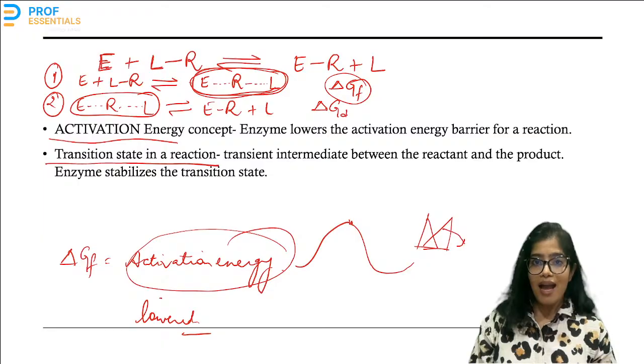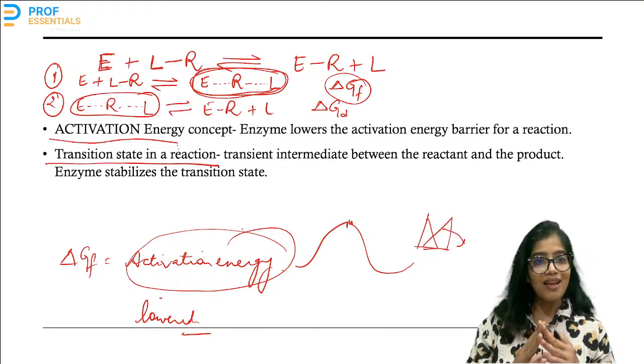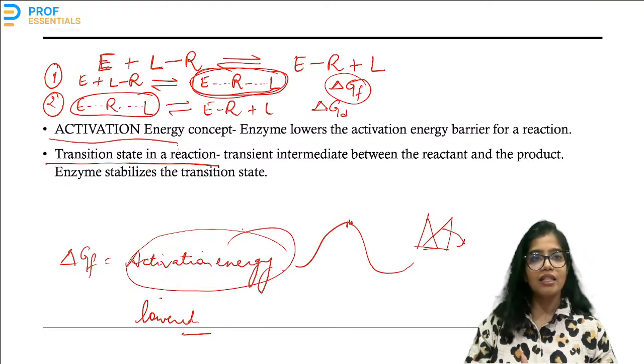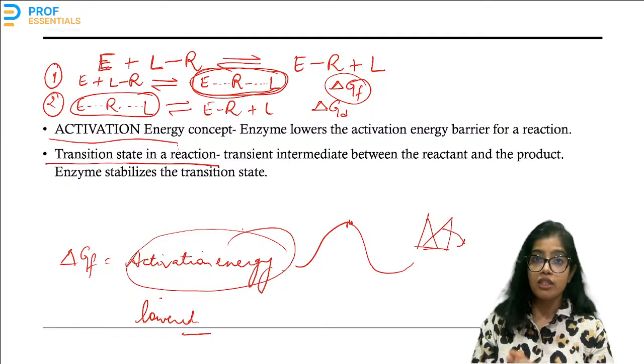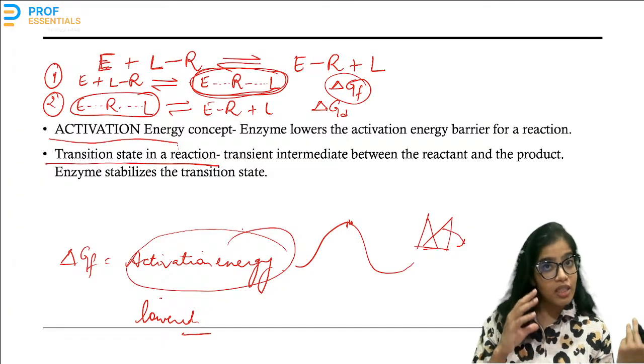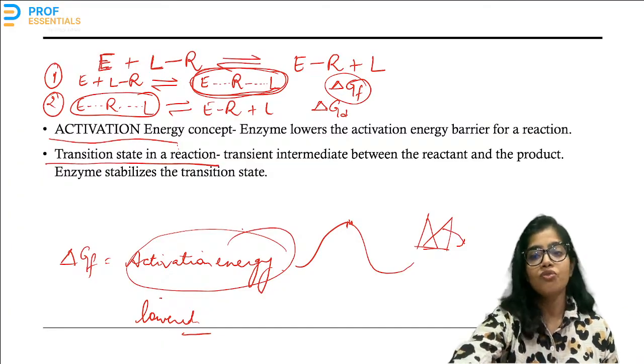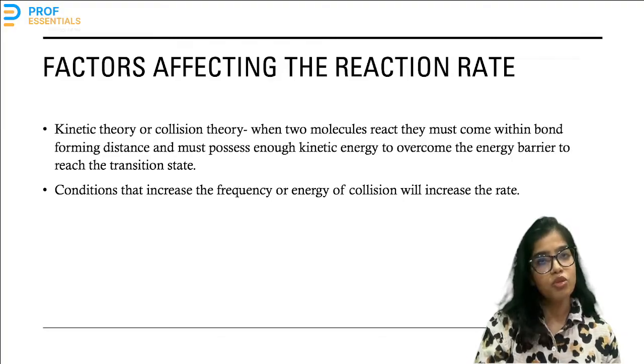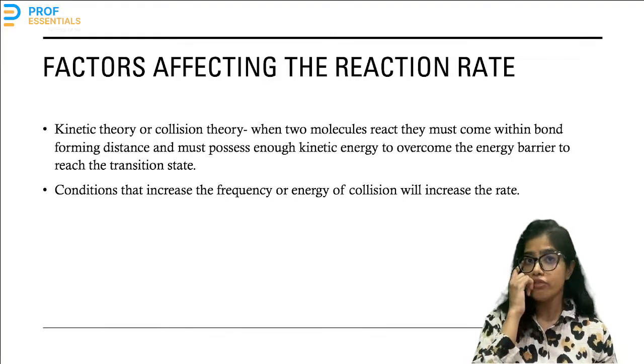Understood? So activation energy is that energy that is required for the formation of the transition state. And if this state is reached, it is stabilized by the enzyme that is in the system. Therefore, the enzyme lowers the activation energy required for a reaction. That means even with a lesser amount of energy, the reaction can proceed in the presence of an enzyme, which it would not have done had the enzyme not been there in the first place.